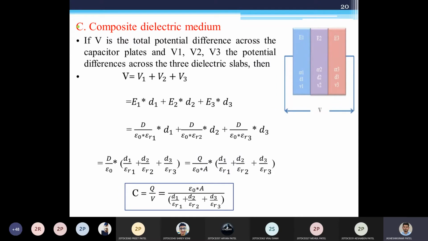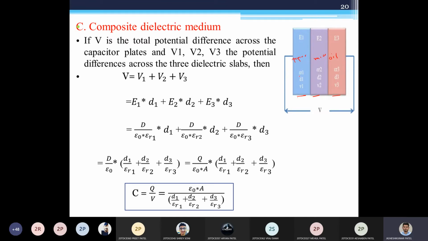Now, whatever we have done for the partial air media, we are going to do here, but here we have a composite medium, a composite dielectric medium. That means this material is different, this material is different, this material is different. Let us say this is paper, this is mica, and this is oil. These are the three different media, or three different dielectric materials.